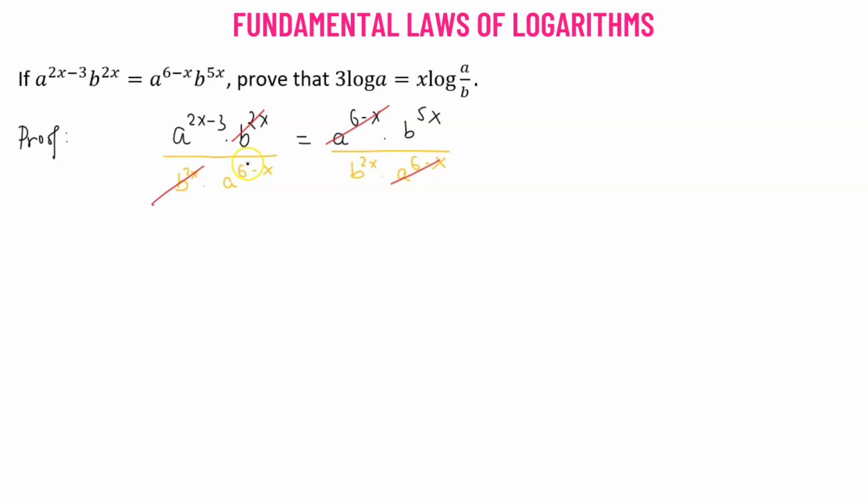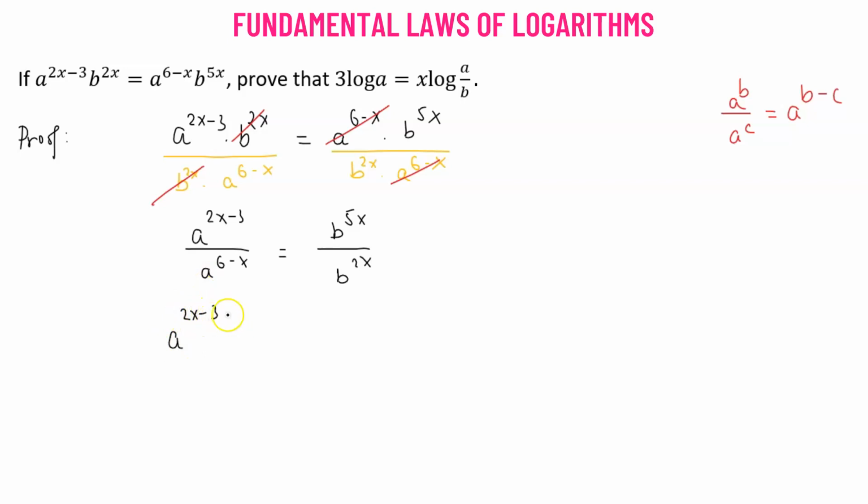Now we can rewrite our expression as a raised to the power of 2x minus 3 divided by a raised to the power of 6 minus x. And on the right hand side we have b raised to the power of 5x divided by b raised to the power of 2x. Now we are going to use the law of indices. That means if we have a raised to the power of b divided by a raised to the power of c, that's equivalent to a raised to the power of b minus c. So this will become a raised to the power of 2x minus 3 minus 6 plus x. This will be equal to b raised to the power of 5x minus 2x.